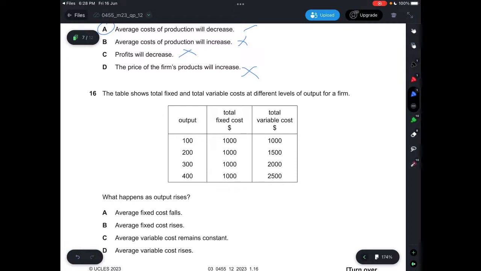but then the total variable cost increases when there's an increase in output. So A, you can see that it says average fixed cost falls, which is correct. B, it says average fixed cost rises, which is not correct. And C says average variable cost remains constant, but if you look at the table, definitely it's not remaining constant. And then D, it says average variable cost rises, which is not correct. So answer is A, average fixed cost falls.